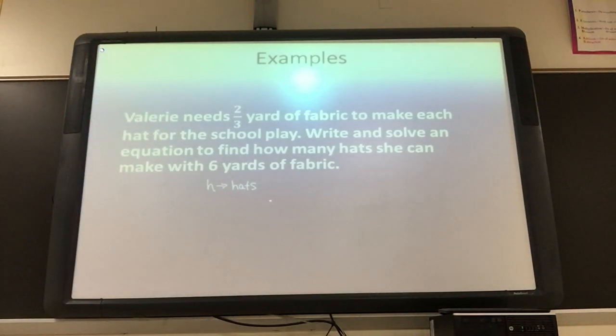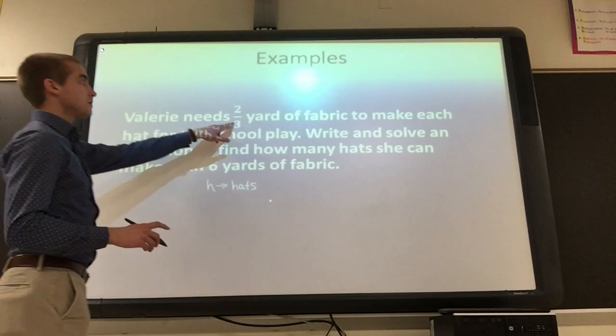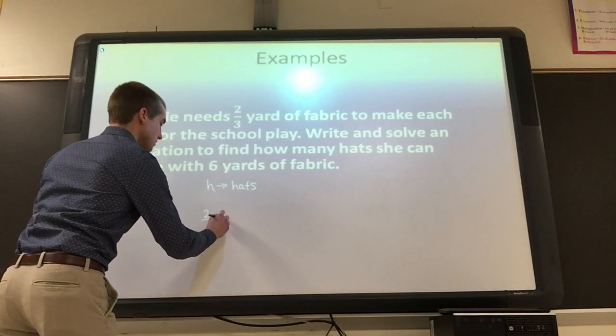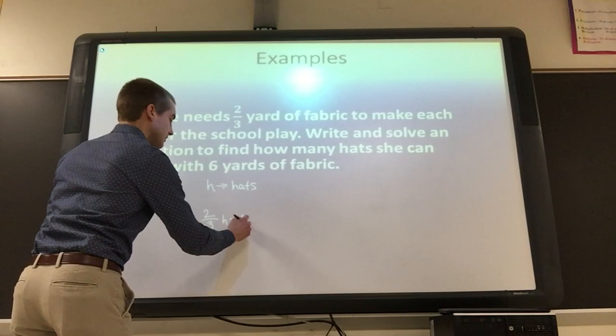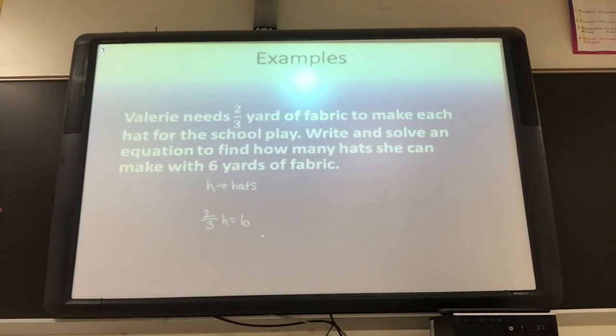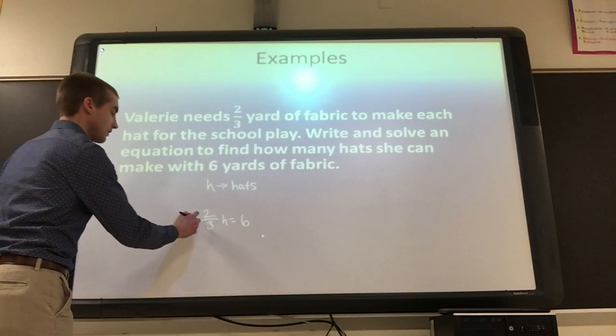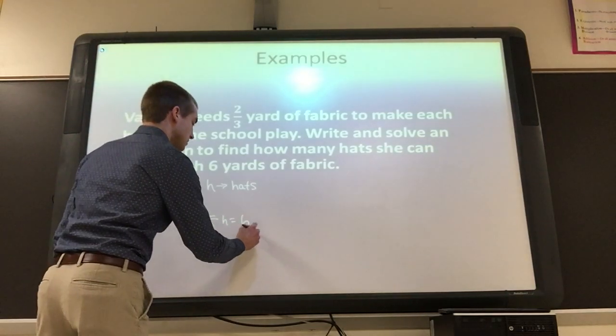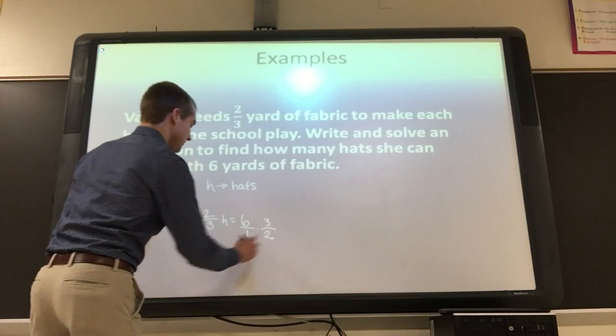Then you've got to ask yourself, okay, what number goes with each hat? Or how much fabric is needed for every hat? Well, 2/3 yards of fabric to make each hat. So 2/3 is what's going to go in front of the H, and that's going to equal 6, because you have a total of 6 yards to use. So that's our equation. We need to get rid of that 2/3 in front of the H. So to do that, we're going to multiply both sides by the reciprocal, or by 3/2.